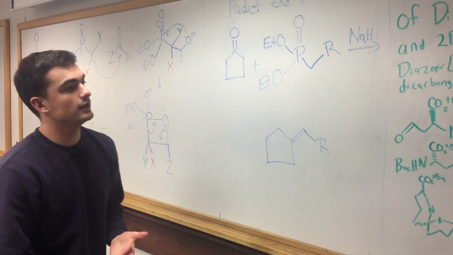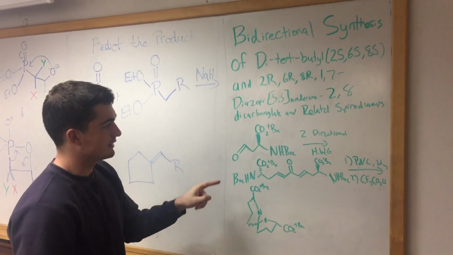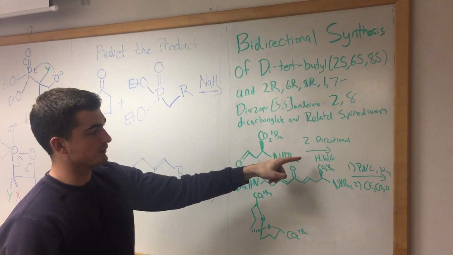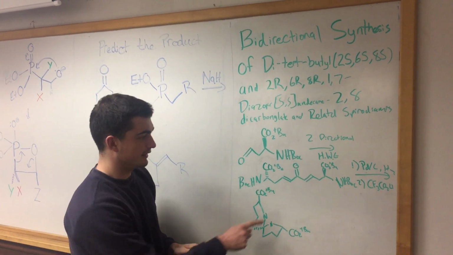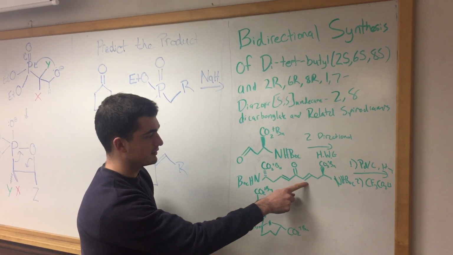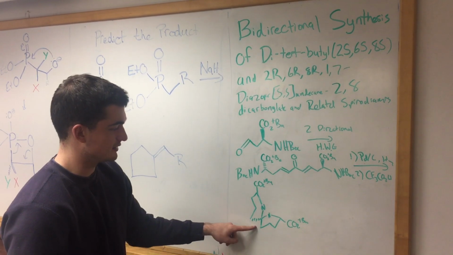And finally, take a look at a total synthesis. So right here we basically got what's called a two-directional Horner-Wadsworth-Emmons. So the reaction is being completed twice, and that will form these two double bonds here, which are then saturated, and then we'll form this molecule here.